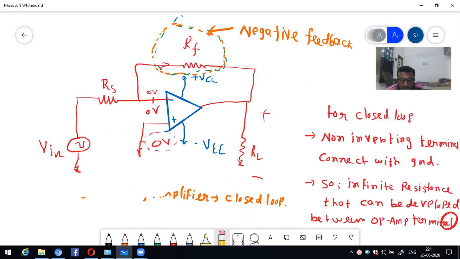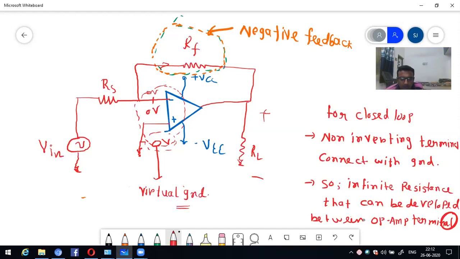Do you know the inverting amplifier closed loop? That's why I have erased this figure, and I can say this is the concept of virtual ground. Please try to see this dotted path. I have clearly mentioned that this is known as the virtual ground concept.